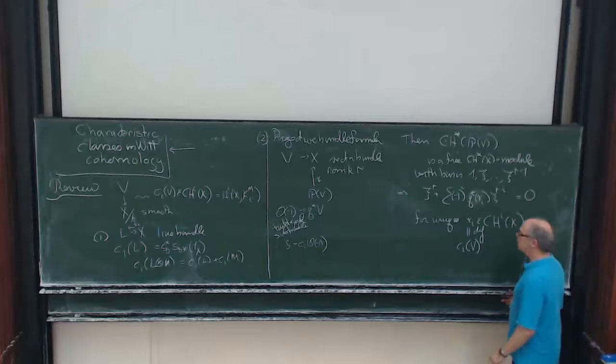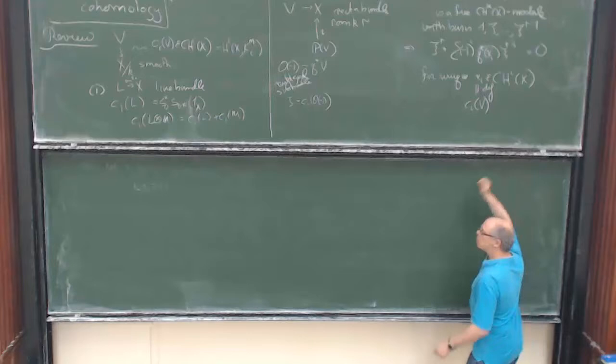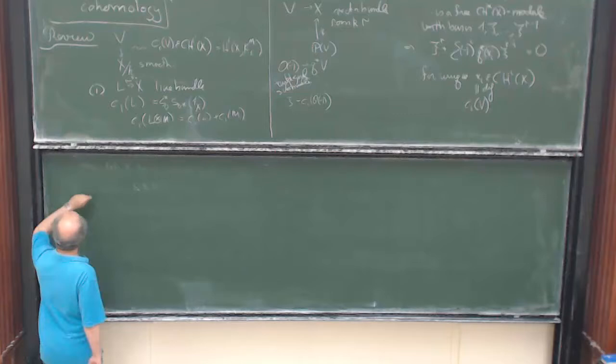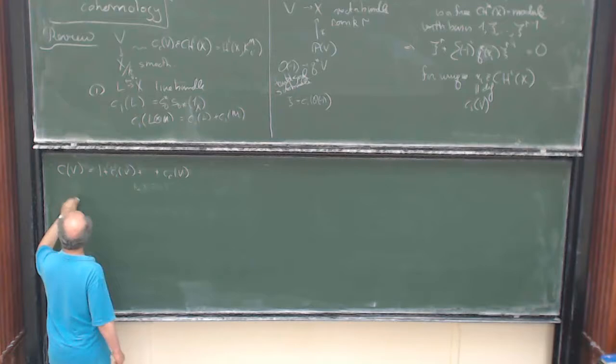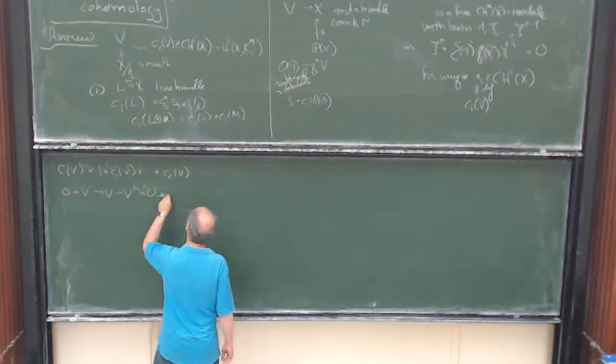Okay, so that's how you get that. And then you have various properties. You have sort of the Cartan formula. So you define the total Chern class of V to be 1 plus c_1 of V plus up to c_r of V, the higher ones vanish, and if you have an exact sequence, that implies that the total Chern class of V is the product.